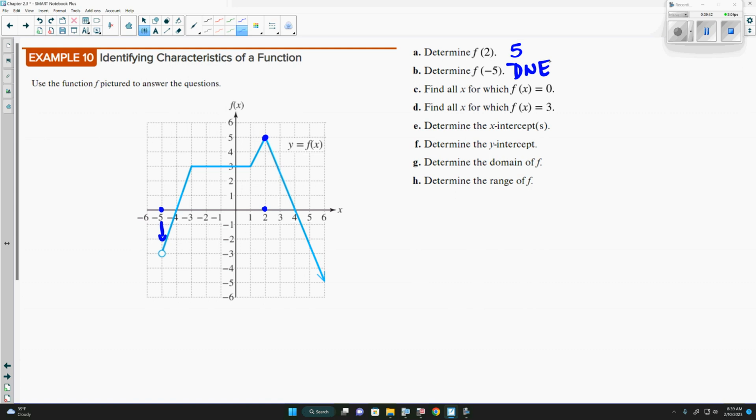Find all values for which f of x is equal to 0, where y is 0. Well, there's 2, at -4 and 4. When x is -4 and when x is 4, we do have a y value of 0. They both work.